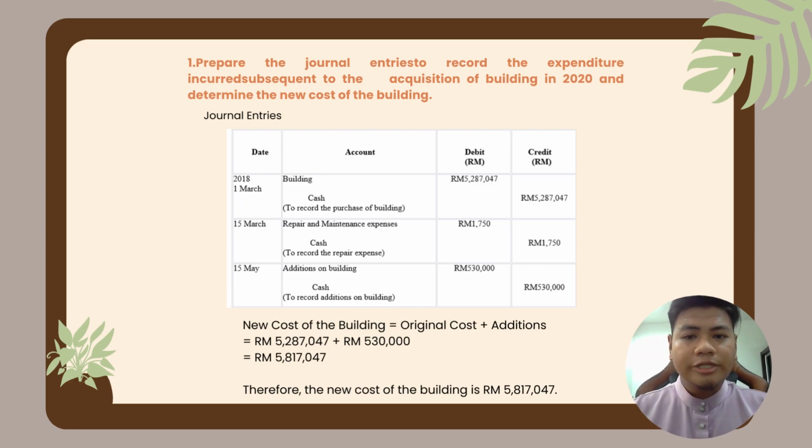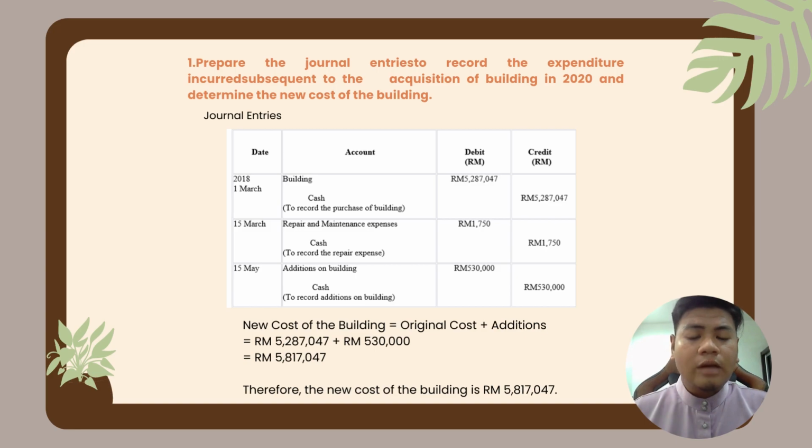So basically, the first question: prepare the journal entry, record the expenditure in cross-period sequence. For building, on 1 March 2018, we debit building 5,287,047, and credit. Then for the 15th, repair and maintenance, debit 1,750 ringgit, and credit cash. For 15 May, additional building, debit 530,000, and credit cash.